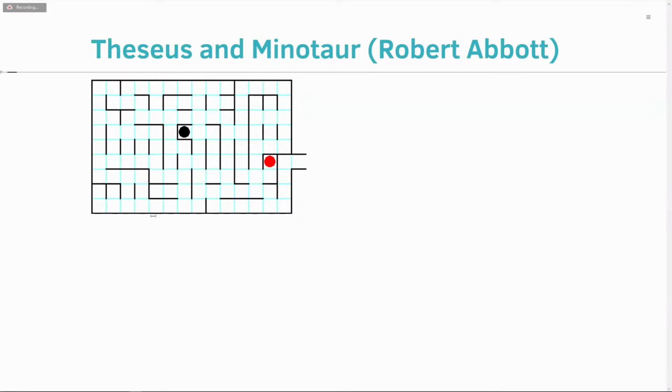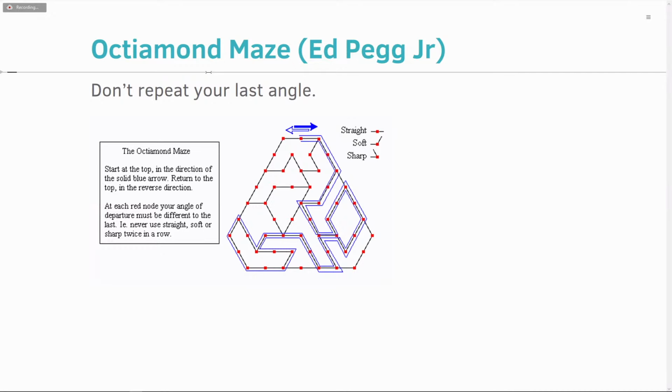Here's one that I made. Basically, with every move, you need to change your angle. Going through this, you can go straight, you can take a soft turn, or you can take a sharp turn. And going through this, here's the path from leaving and getting back to the starting position.